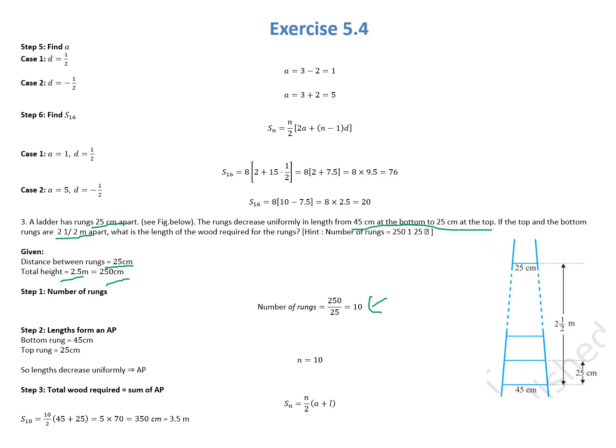Now the bottom rung is 45 centimeters, the top rung is 25 centimeters, and we have a total of 10 rungs. The length decreases uniformly in the form of an AP, so we have to find the sum of the first 10 terms. Here A is equal to 45 and L is equal to 25. When we solve it, we get the final answer as 350 centimeters. When we convert into meters, we get the value of 3.5 meters.